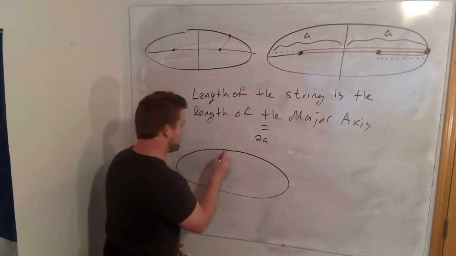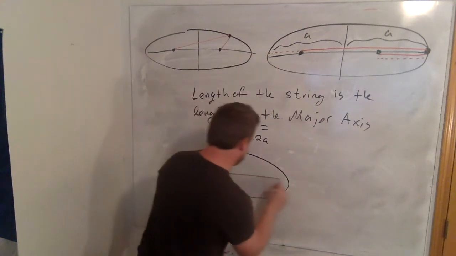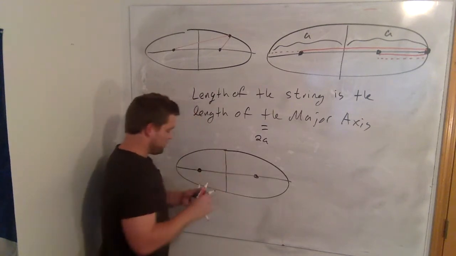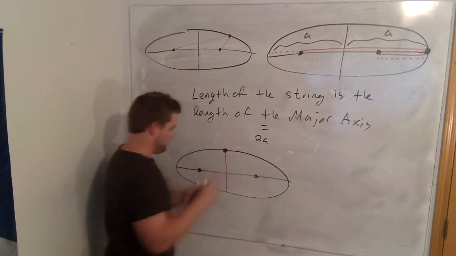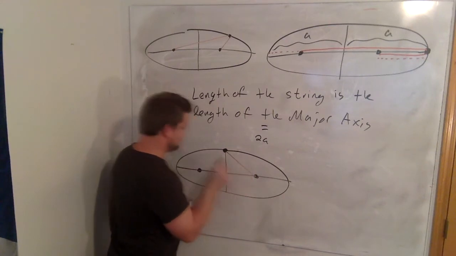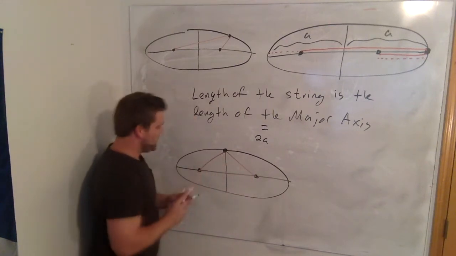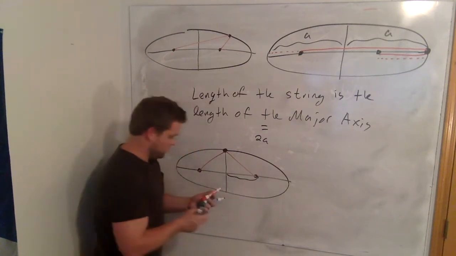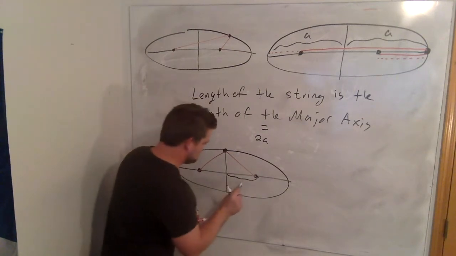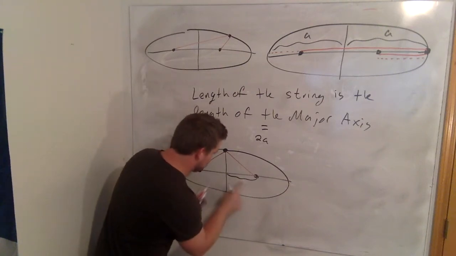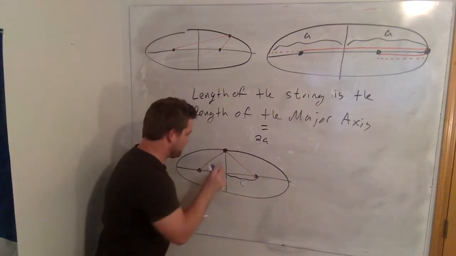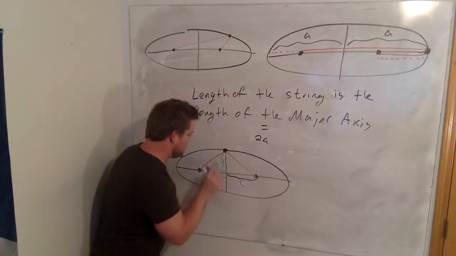This picture I'm about to draw you here is the one I always draw myself. Okay, so here are our foci. We're going to put our string right here. The length from here to here is what we called C. And the length from here to here we called B.